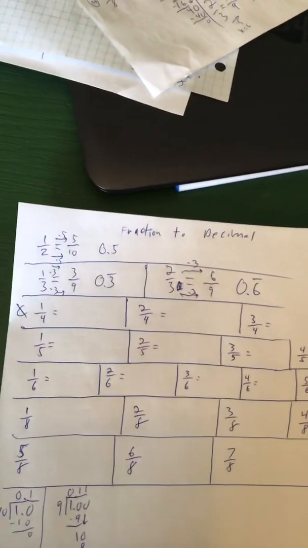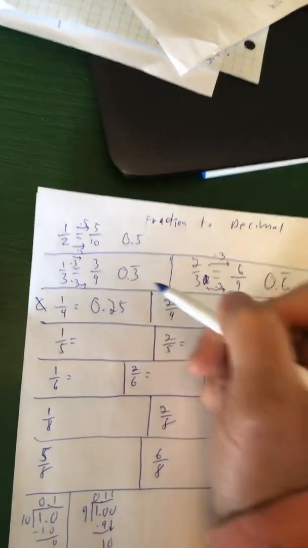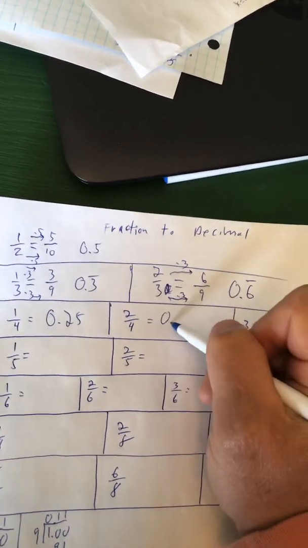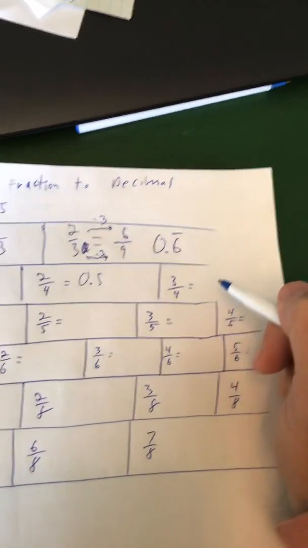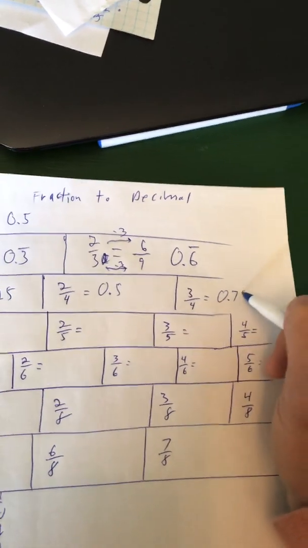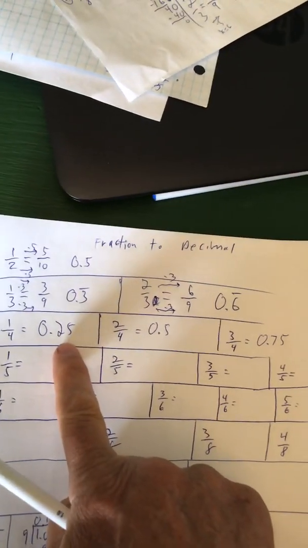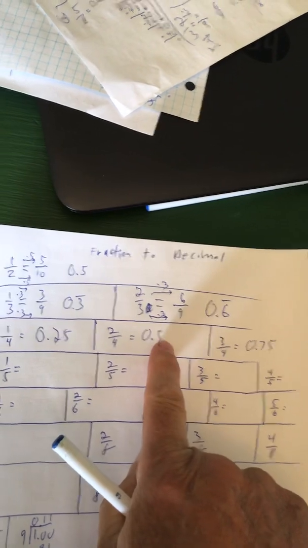When you run into fourths, just think money. On fourths, think quarters. 1/4 is 0.25. 2/4, that's the same as a half. That's 0.5. You can have the 0 if you want, 50 cents. And 3/4 is 75 hundredths, 75 cents. This is 25 hundredths, 25 cents. And you can have the 0 there if you want.